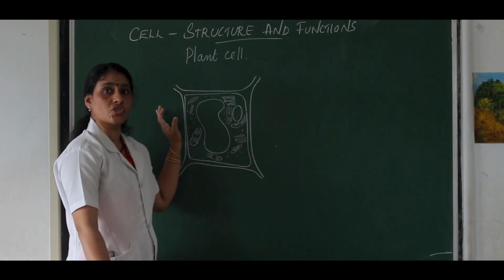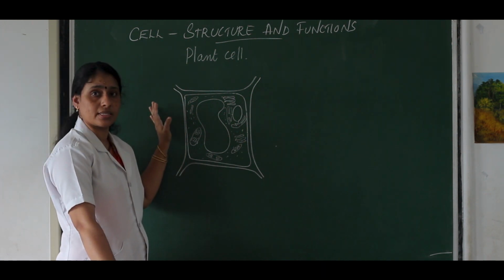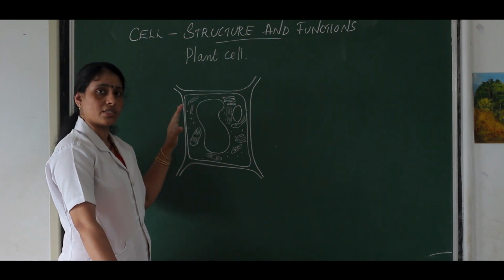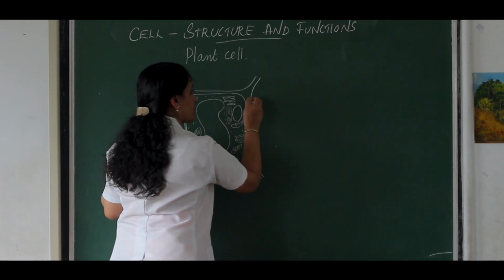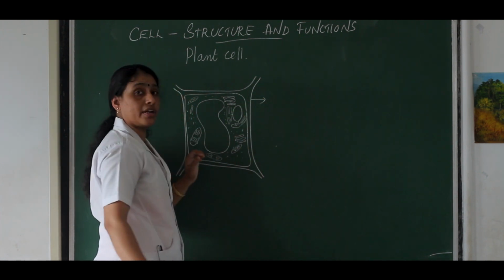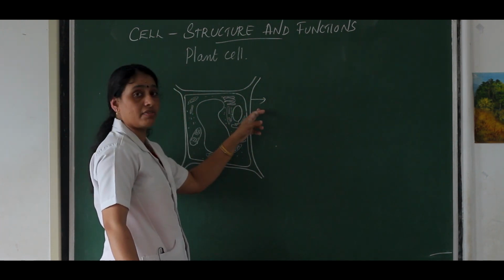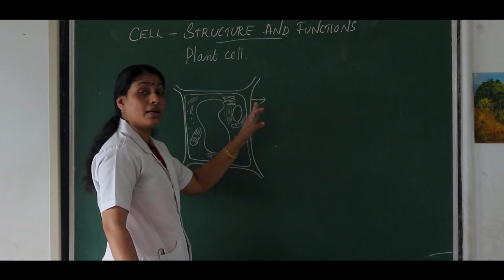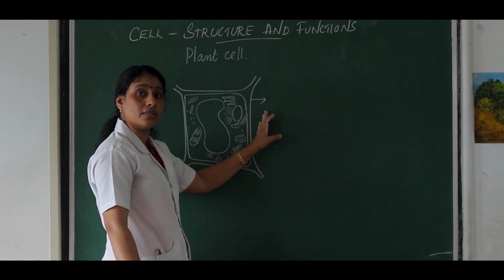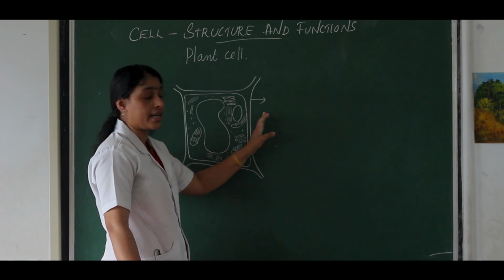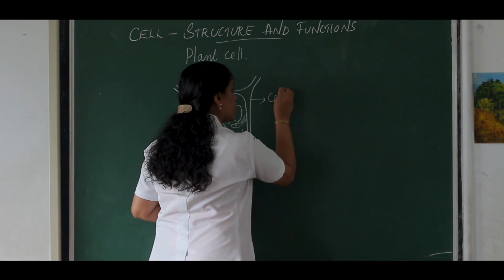Okay. This is the structure of a typical plant cell. Many structures are similar to the animal cell. The main difference in the plant cell compared to the animal cell is the presence of an extra membrane surrounding the plasma membrane. This extra membrane is called the cell wall.